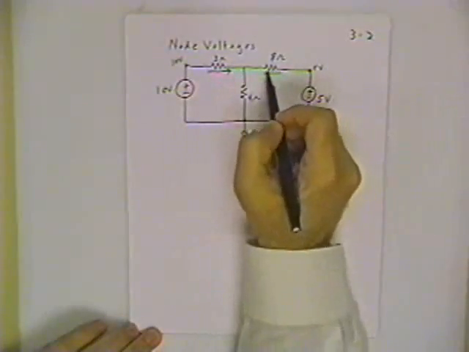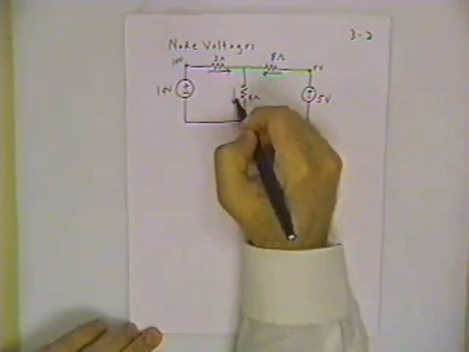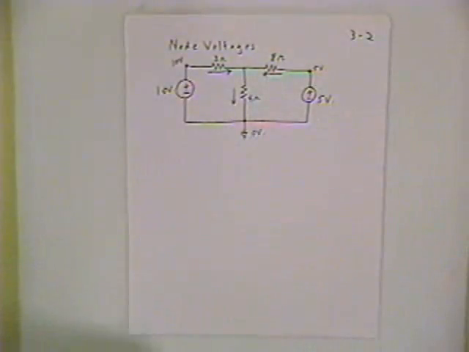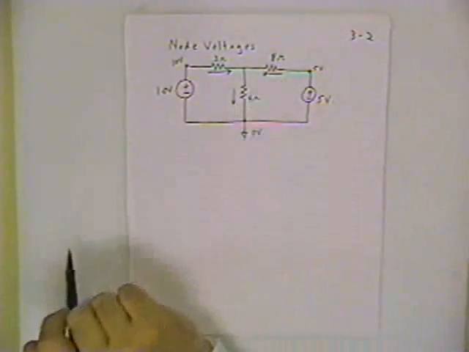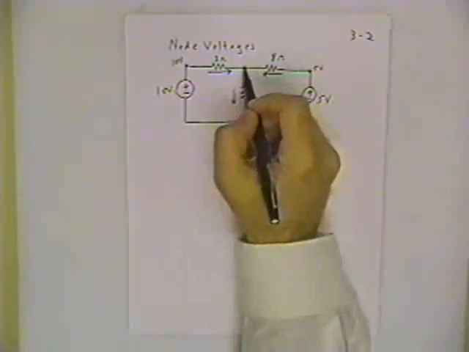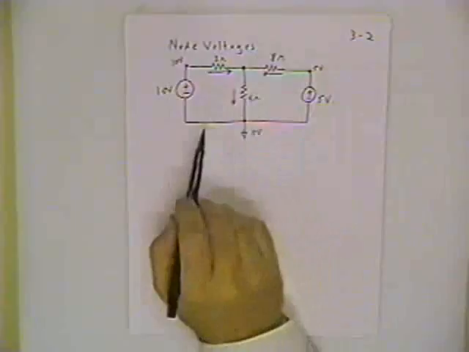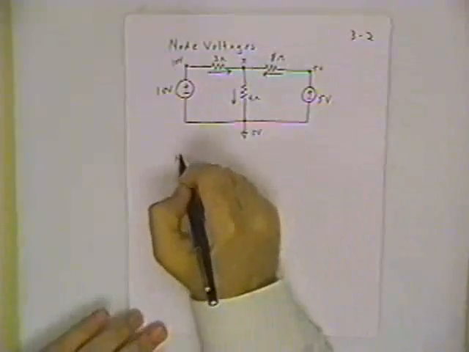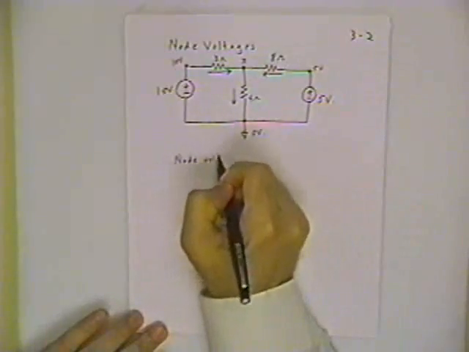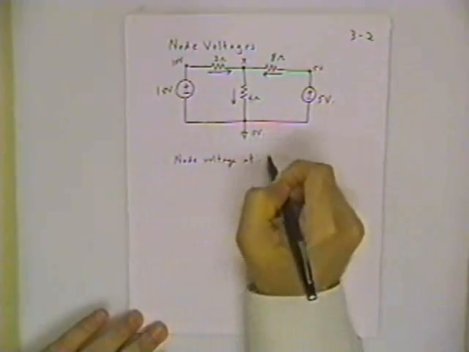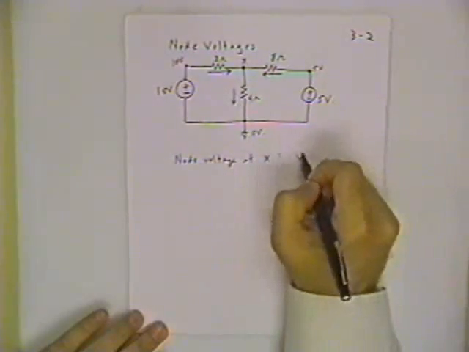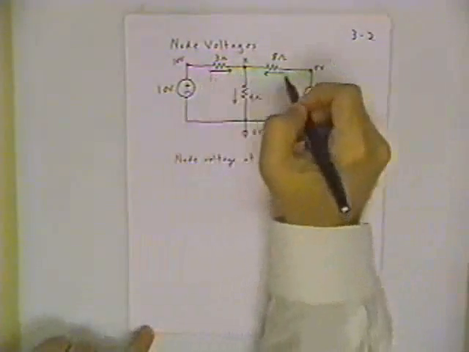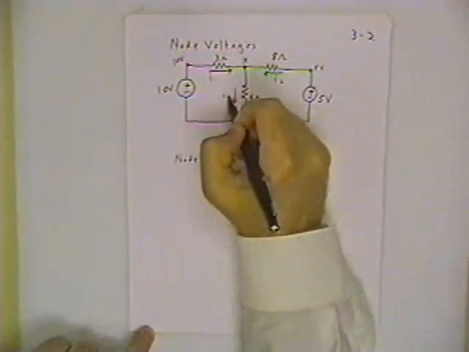Just to show the technique, we can assume any direction of current we want, but these are going to turn out to be natural directions. I could just as easily have shown the arrow in the other direction and written the equation accordingly. What I'm solving for in the node voltage technique is the one unknown voltage in this whole problem, and that's at node X. We have what's called the node voltage at X, and let's just call that V sub X. We call these currents I1, I2, I3.